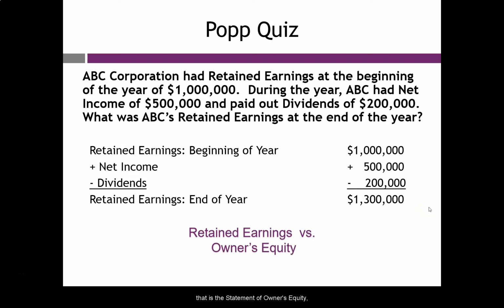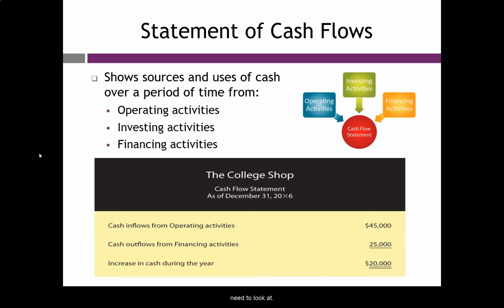So that is the statement of owner's equity, which means there's only one more financial statement we need to look at, and that is the statement of cash flows. And this answers the question, how did our cash change over the course of the year? So it shows sources of cash and how we used our cash. And the statement of cash flows breaks that into 3 sections: operating activities, investing activities, and financing activities, because those are the 3 main activities that businesses perform.